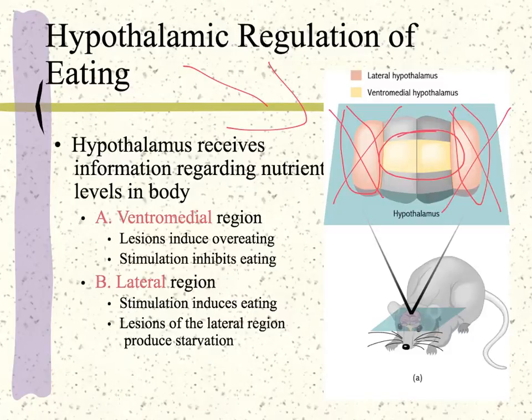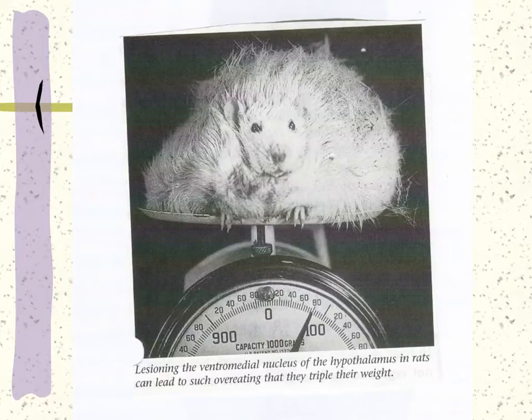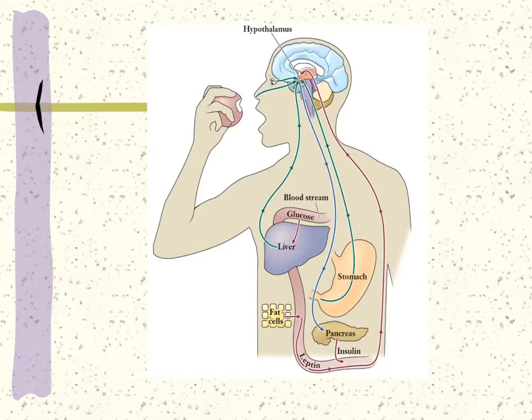All right. So here's a picture of a mouse who had the ventromedial portion of the hypothalamus lesioned. Because the ventromedial hypothalamus was destroyed, the mouse never feels full. He constantly feels hungry, and as a result, he is now morbidly obese, as you can see.